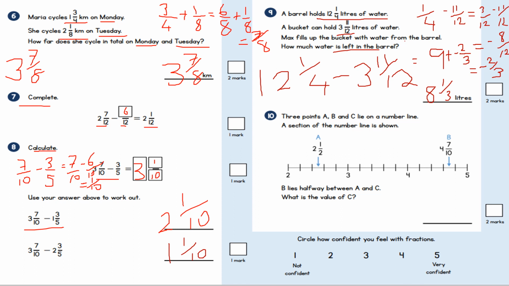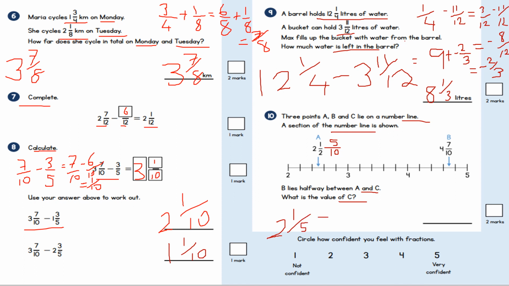Question number 10. 3 points A, B, and C lie on the number line. A section of the number line is drawn. B is halfway between A and C. What's the value of C? So I'm going to work out the difference and then half it. 4 take away 2 is 2. Now a half is the same as saying 5/10. Okay, 7/10 take away 5/10 is going to be 2/10, which is equal to a fifth.